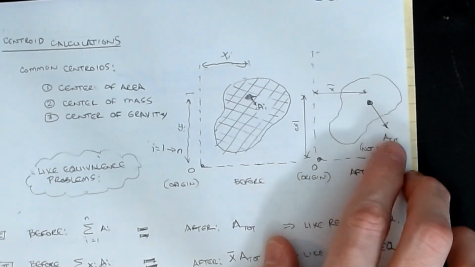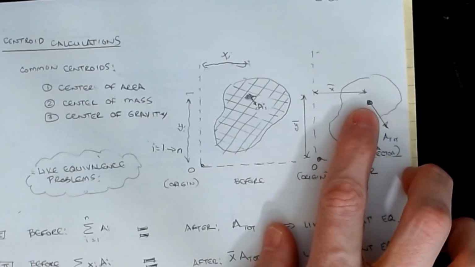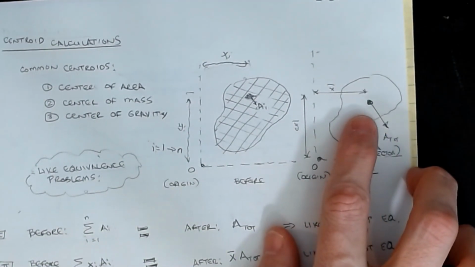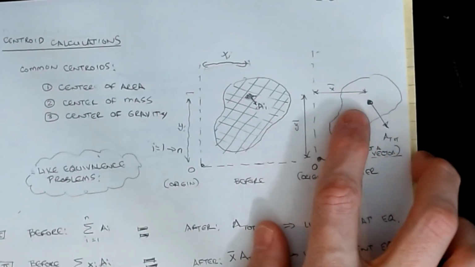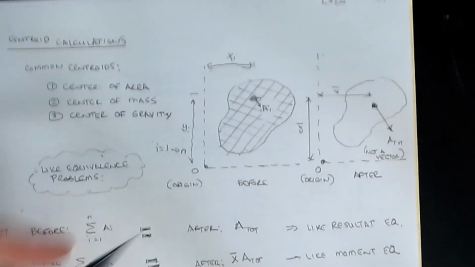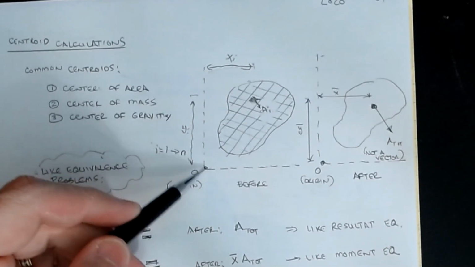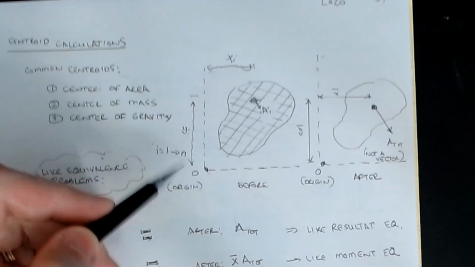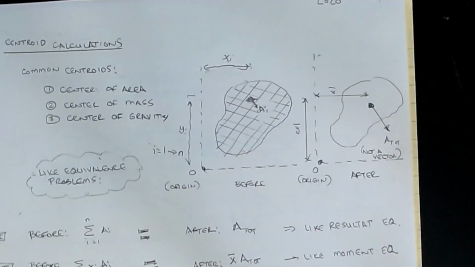We're going to take all of this area and apply it at a single point. That point is located at a distance that we call the centroid distance, which in the x direction we call x bar, and in the y direction we call y bar. Again, this is all being measured relative to a reference, and the reference has to be the same on both the before and the after.